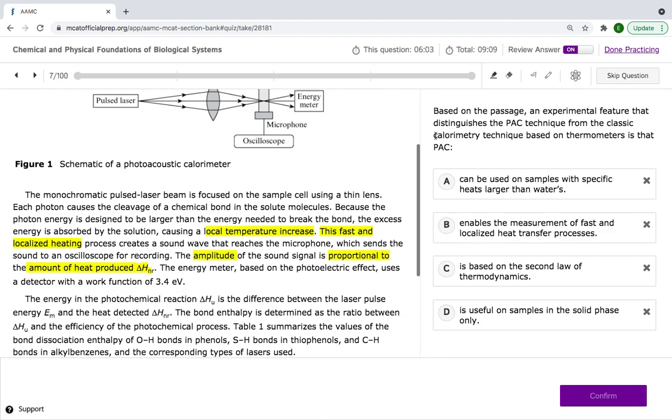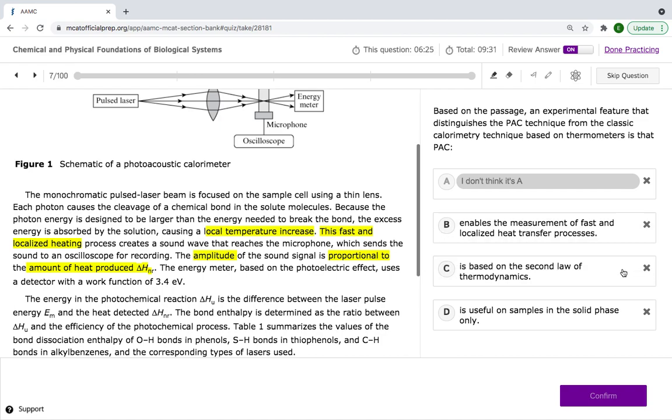The classic technique can. Okay. It could. So that one we could easily eliminate. Enables the measurement of fast and localized heat transfer processes. Okay, this sounds like a good answer. Let's see if there's a better answer. Is based on the second law of thermodynamics? No, that is no. Okay, that's one you could just chop out.